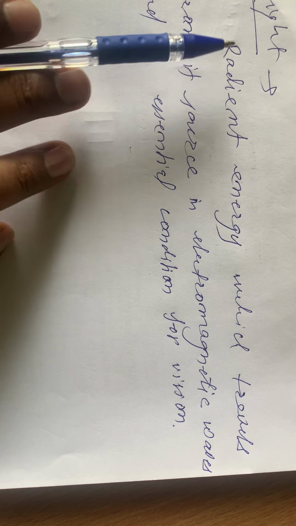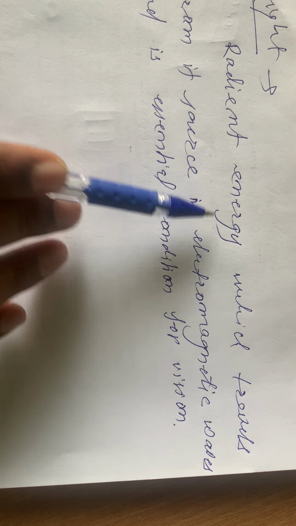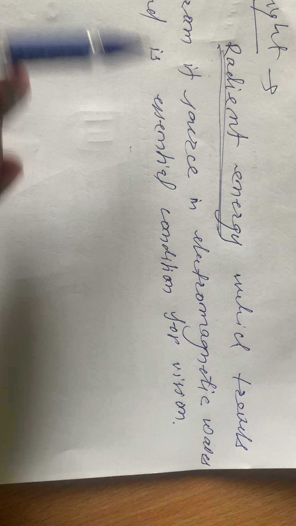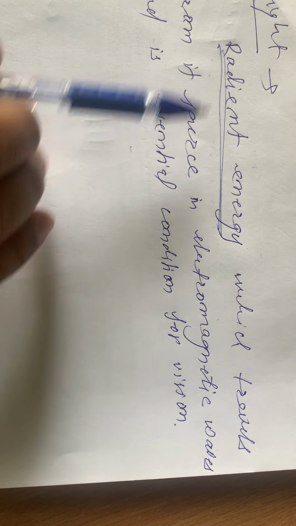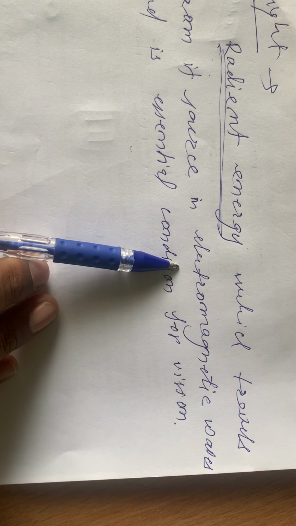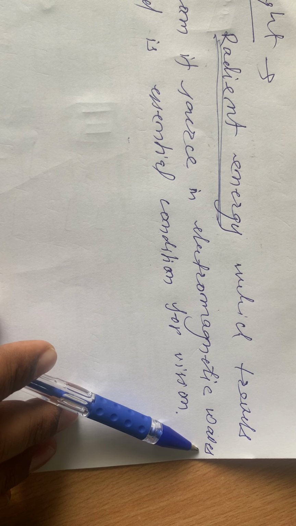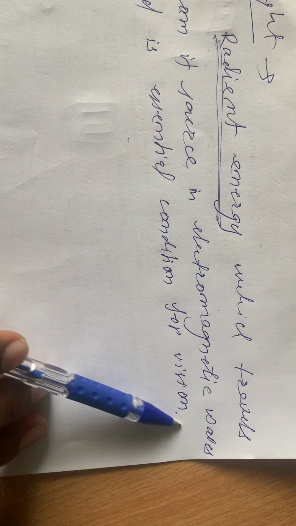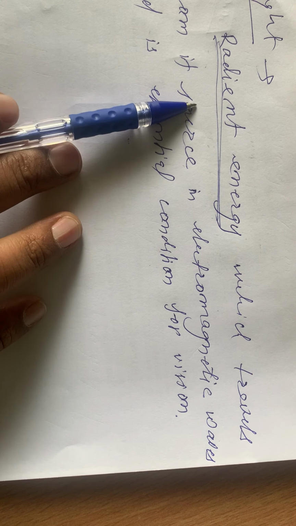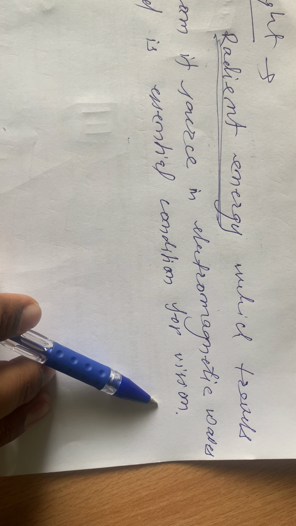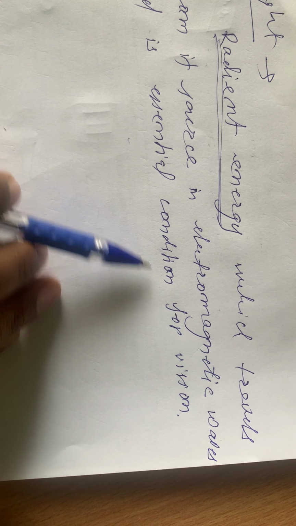Light is the form of radiant energy. Okay, just try to understand this radiant energy which travels from its source. It means that the light travels from its source, which is the radiant energy, in electromagnetic waves, and is the essential condition for vision. So, it is the essential condition for vision.